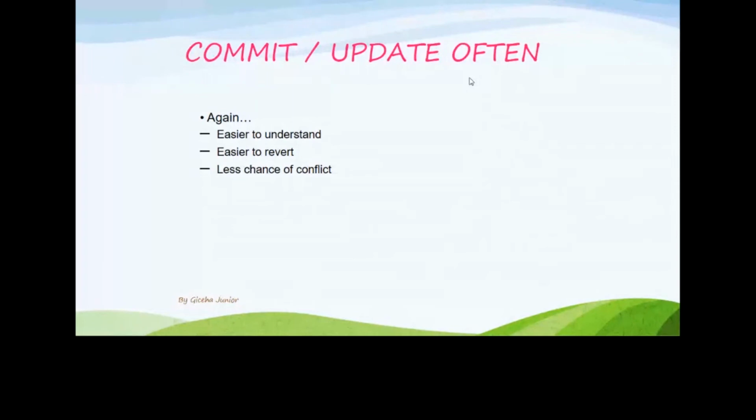Then I think the next thing is to commit and update often. I'd say that you make commits that are easy to understand, because taking the factor that other people will be looking at your code on GitHub, it's good to make commits that are easier to understand, so that as people follow up on your code, they can know why you made these changes and understand it easily.